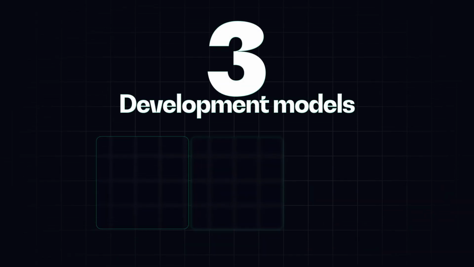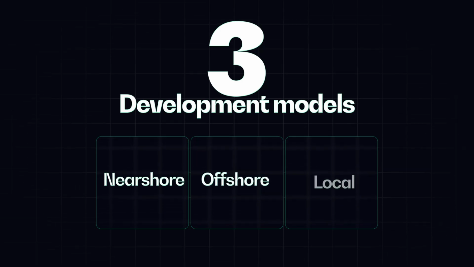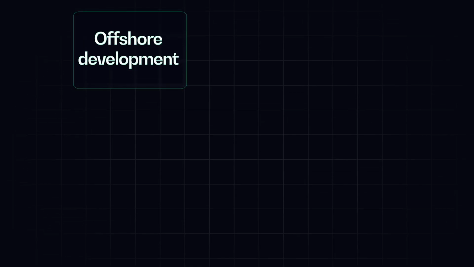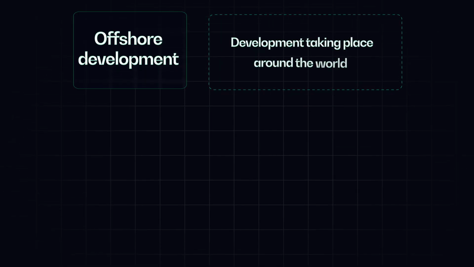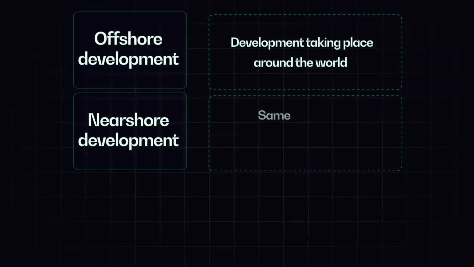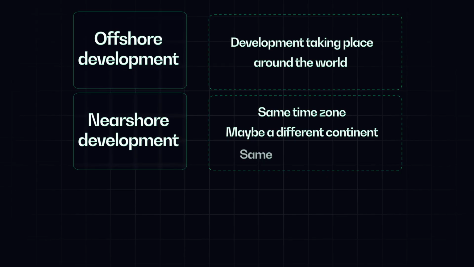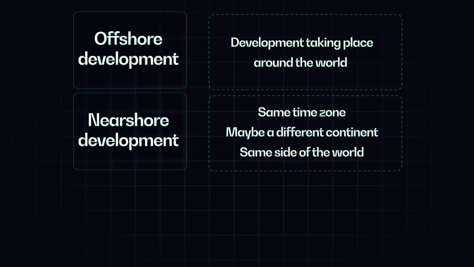There's primarily three types of development models if you're looking to outsource your development. You have nearshore, you have offshore, and you have local. Now, the differences between the three are actually more than anything location based. When you're talking about offshore development, you're talking about development that's happening maybe across the world. When you're talking about nearshore, maybe it's in the same time zone, maybe a different continent, but you're still on the same side of the world at least.